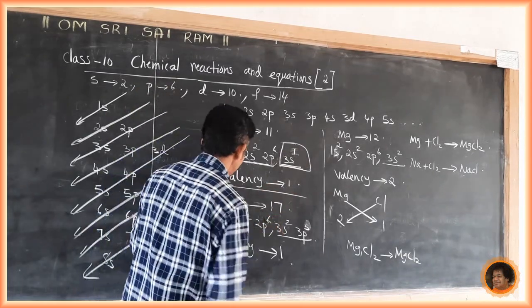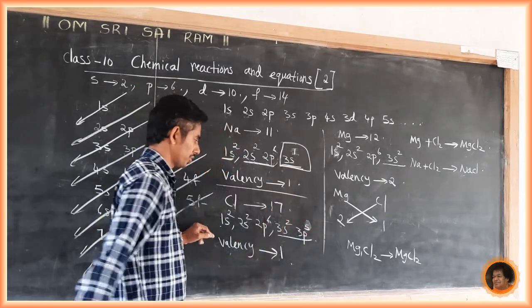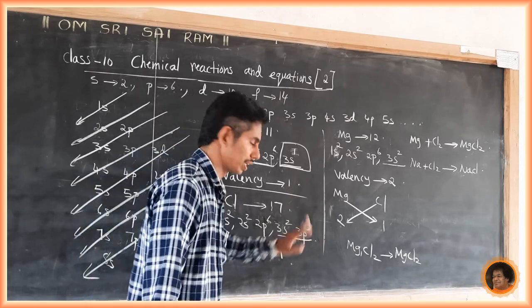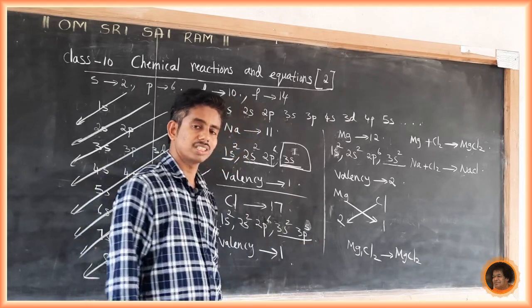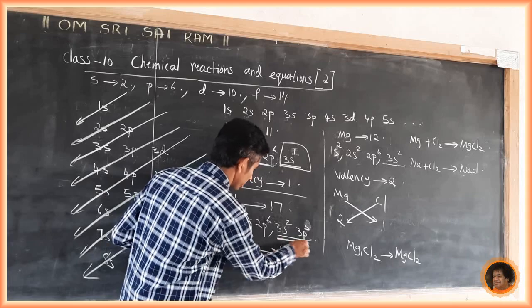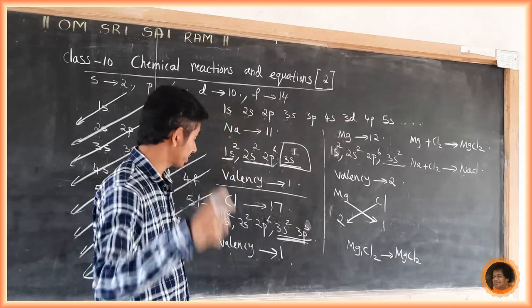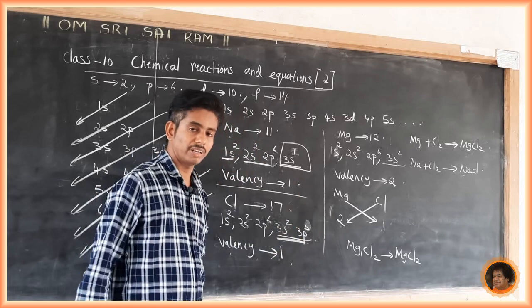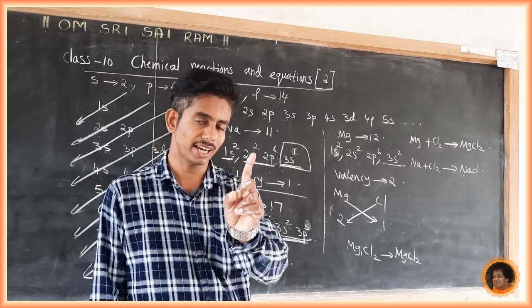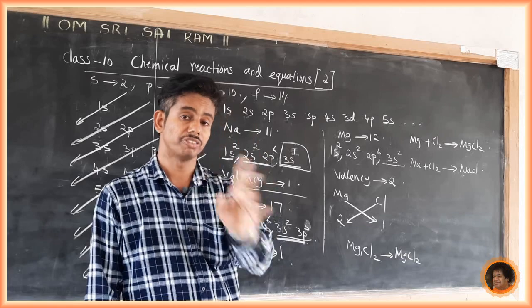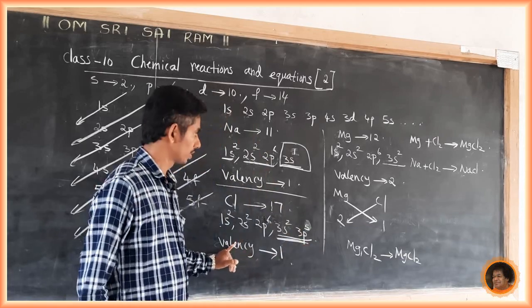In chlorine, 17 electrons, after the electronic configuration, we get valency is 1. Tell me, what is the valence electron? In the outermost shell, how many electrons are present? 2 plus 5 is 7. So, valence electron is 7. What is the valence electron? 7. So, valence electron and valency both are different. It is not the same.